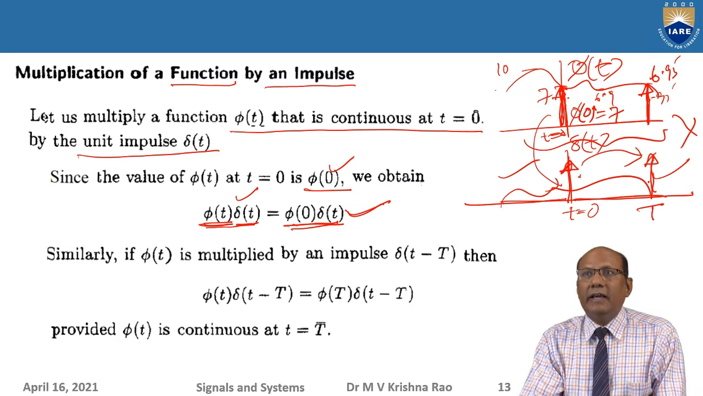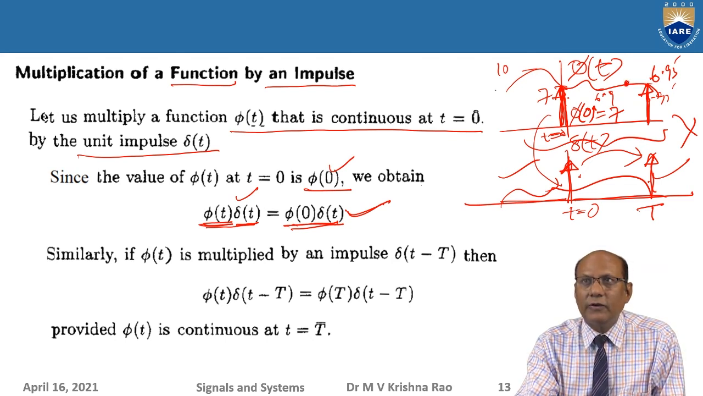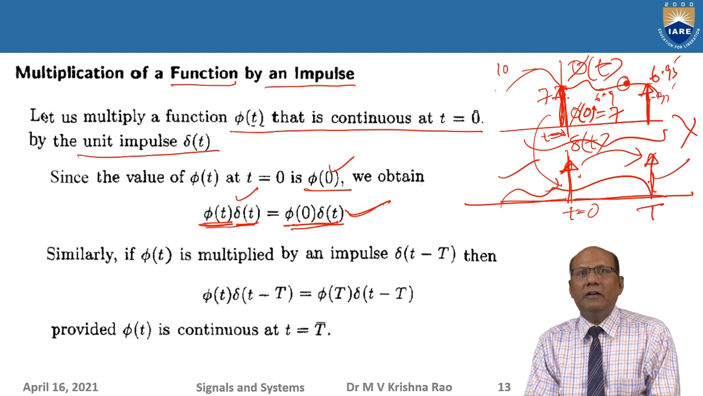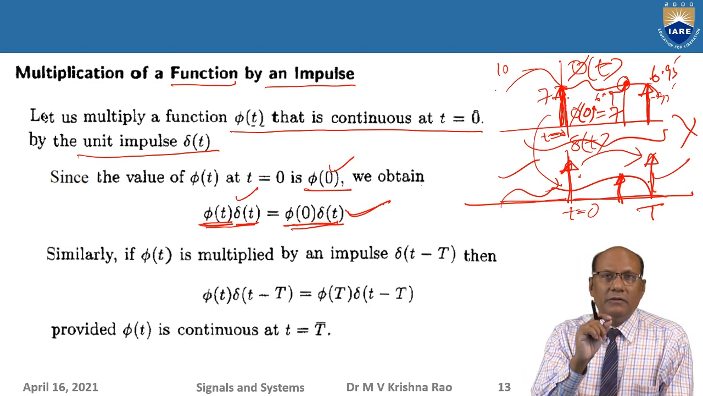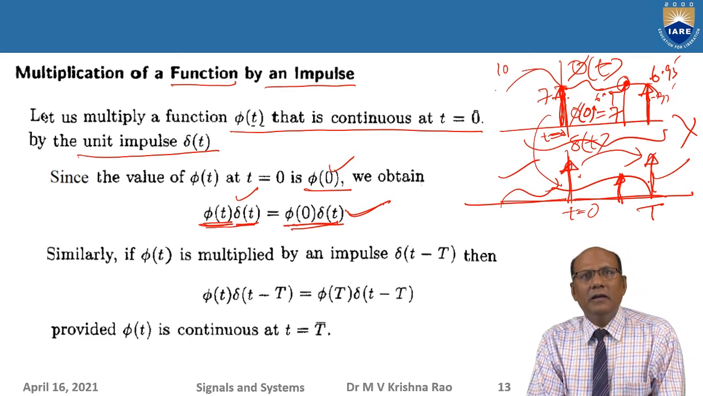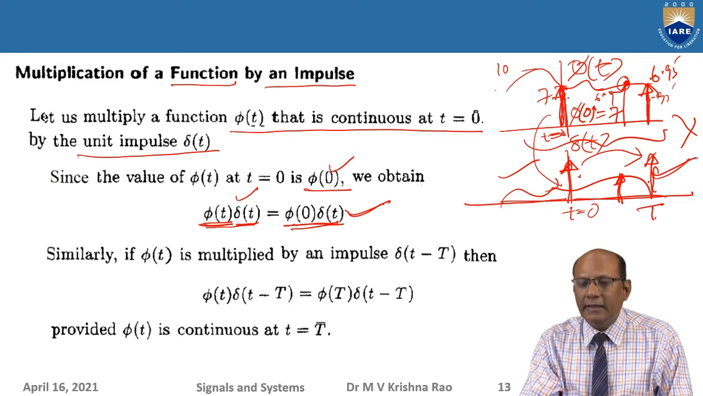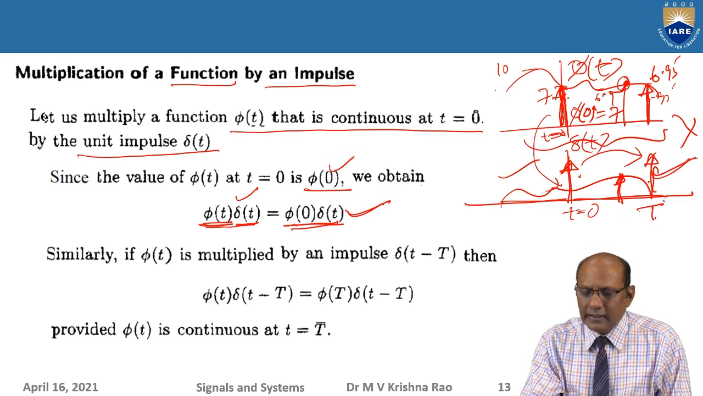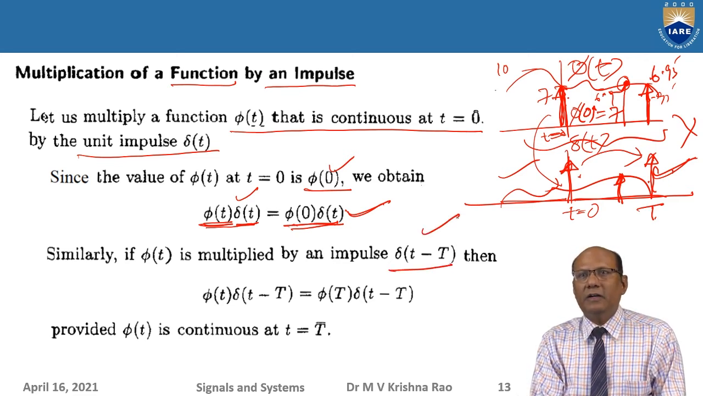So if I want to find the value at some point here, this is the point I want to find the value at, then what I have to do? I have to put one impulse here and multiply with this. Then I will get this value. So the value of the function at each instant can be obtained by multiplying by the delta function. That is the meaning of this one. Because this is delayed by t, this function is nothing but delta of t minus t, delayed by t seconds.